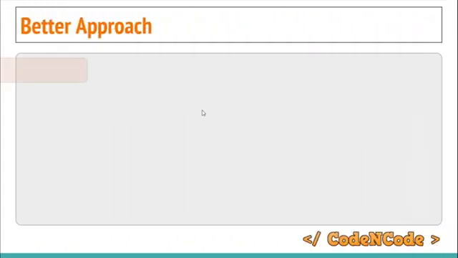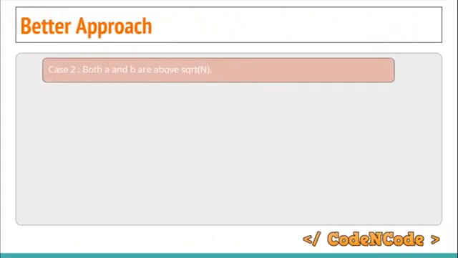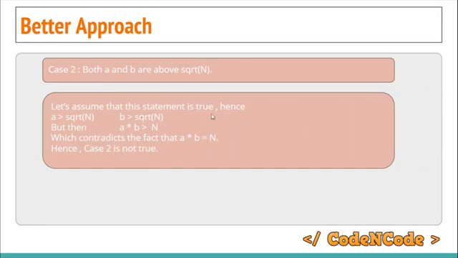Now let's prove case 2. We would prove case 2 using the same argument that we did before. So let's assume that case 2 is actually true. If that's the case, then a would be greater than square root of n, and so would be b. But then if that's true, a into b would be greater than n, which again contradicts the fact that a into b is equal to n. And we reach this contradiction because the assumption that we made is actually wrong. Hence case 2 is also not true.